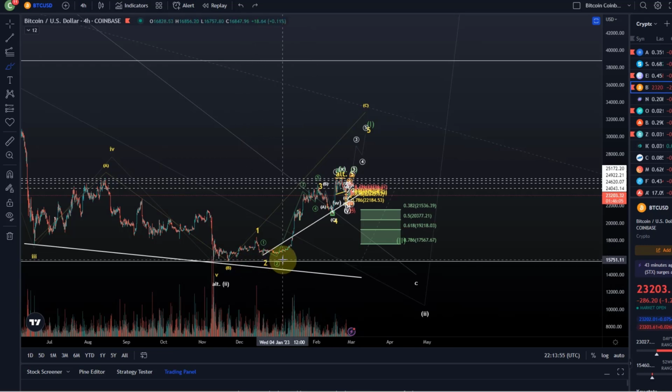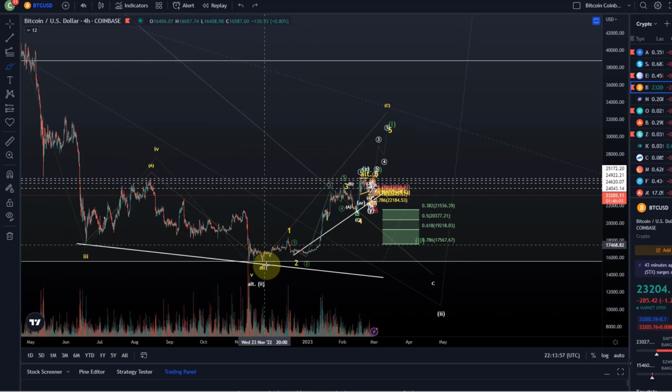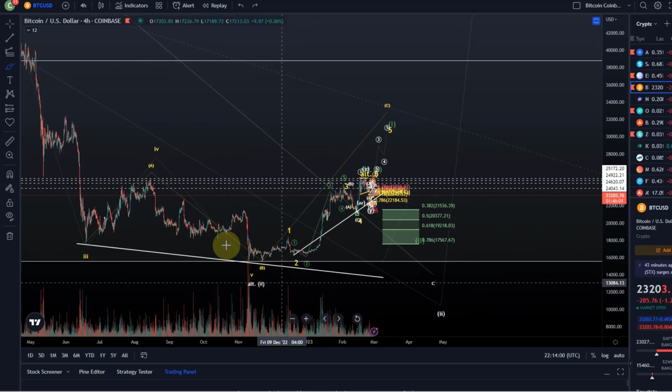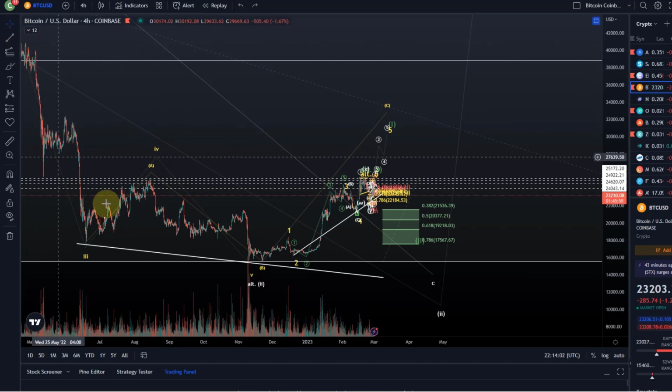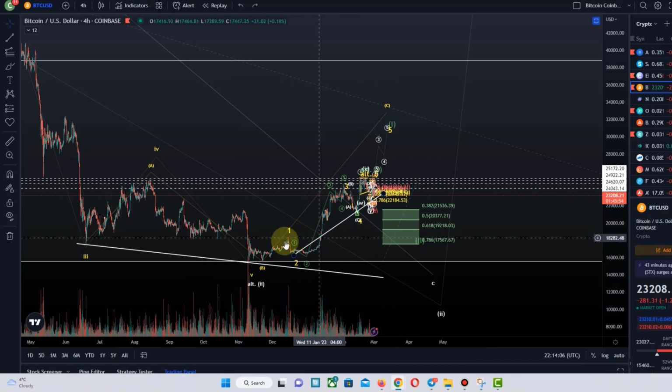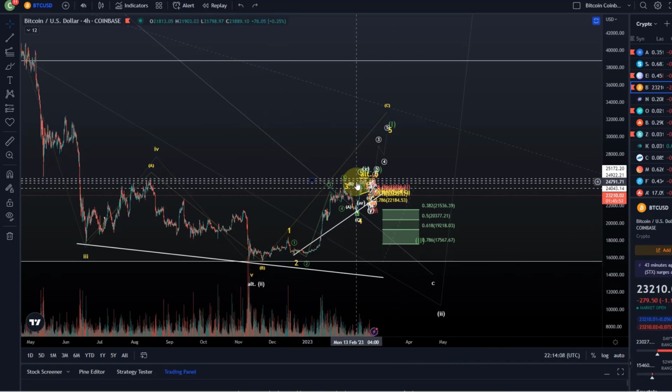But then I would have difficulties to count this, okay? So I'd rather go with the ending diagonal structure. But that's only the alternative. There's a decent probability that the bear market low is in, yes, but in the end, all we've seen so far is 5 waves up, which is not really great confirmation that the bear market low has been made.